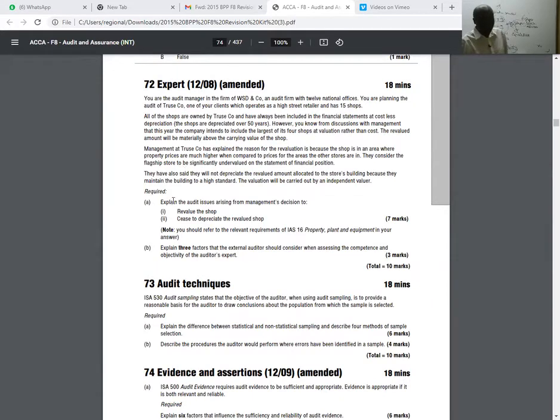And then number two, ceasing to depreciate the revalued shop. Again, there is quite a bad issue here. IAS 16 tells us that all assets must be depreciated regardless.